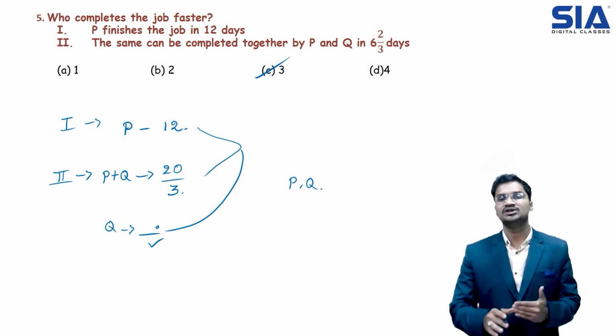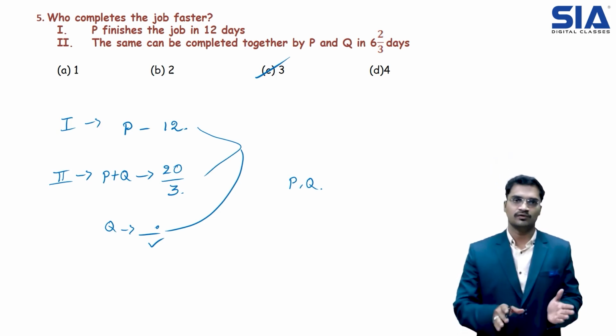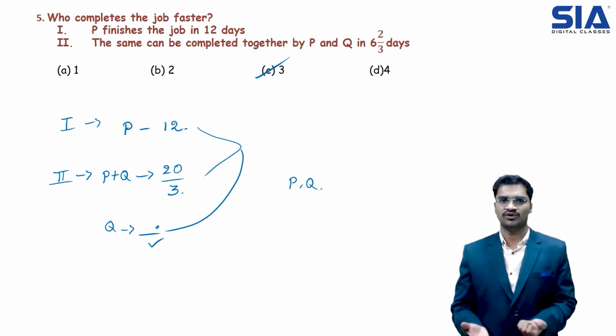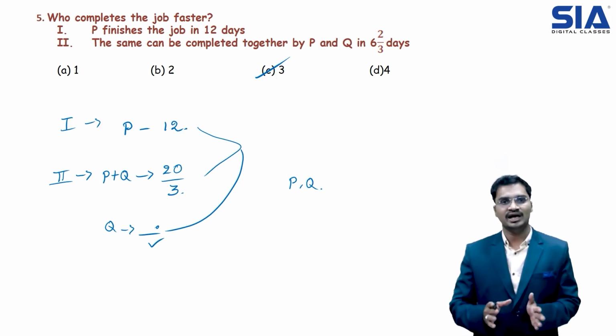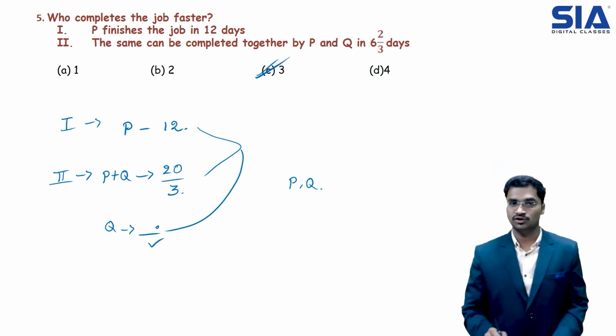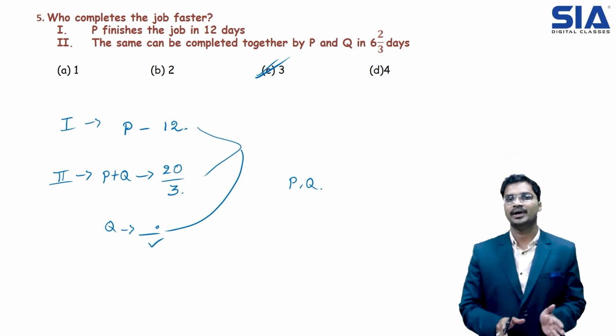Option C. There is no need to tell whether P is doing the job faster or Q is doing the job faster. We can answer this question, and that is enough. Okay. So our answer is what? Option 3, because statement 1 and statement 2 combinedly give me the answer.